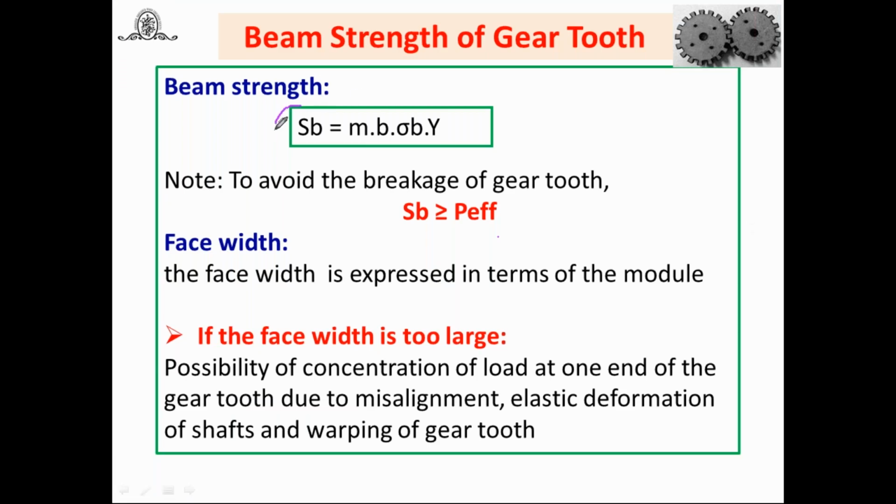We know very well the beam strength. We have already derived this expression, S_B is equal to m b sigma_b into Y, and I have already discussed this. To avoid tooth failure or breakage of the gear tooth, this beam strength should be greater than P effective, and always it should be greater, it should not be equal. If equal, there is no chance of failure, but it should be greater than P effective.